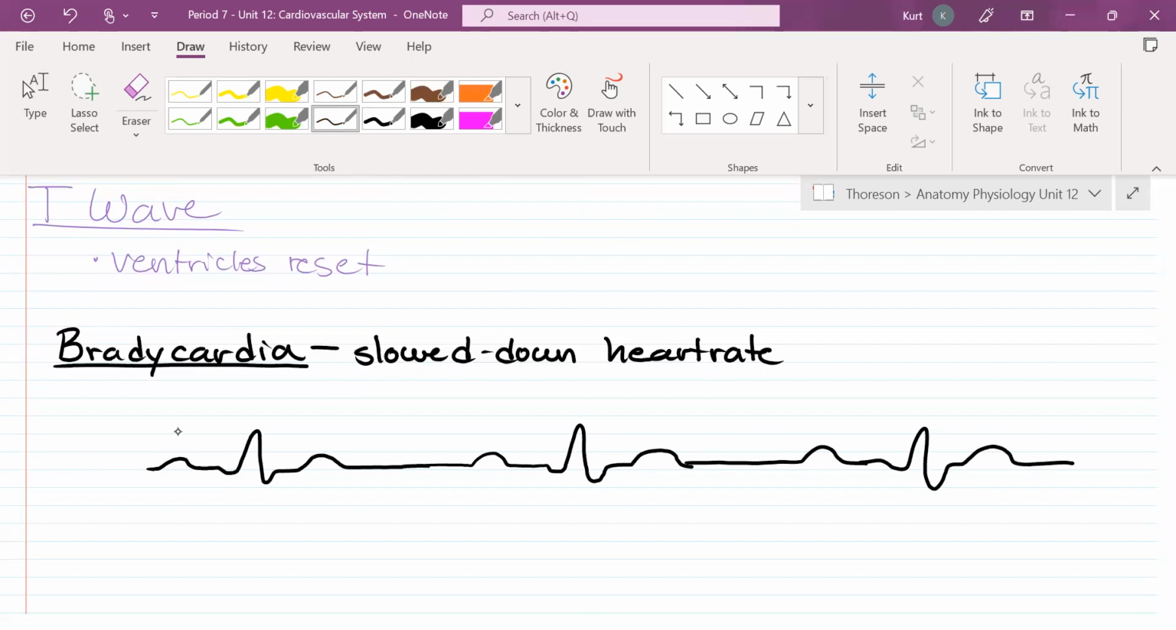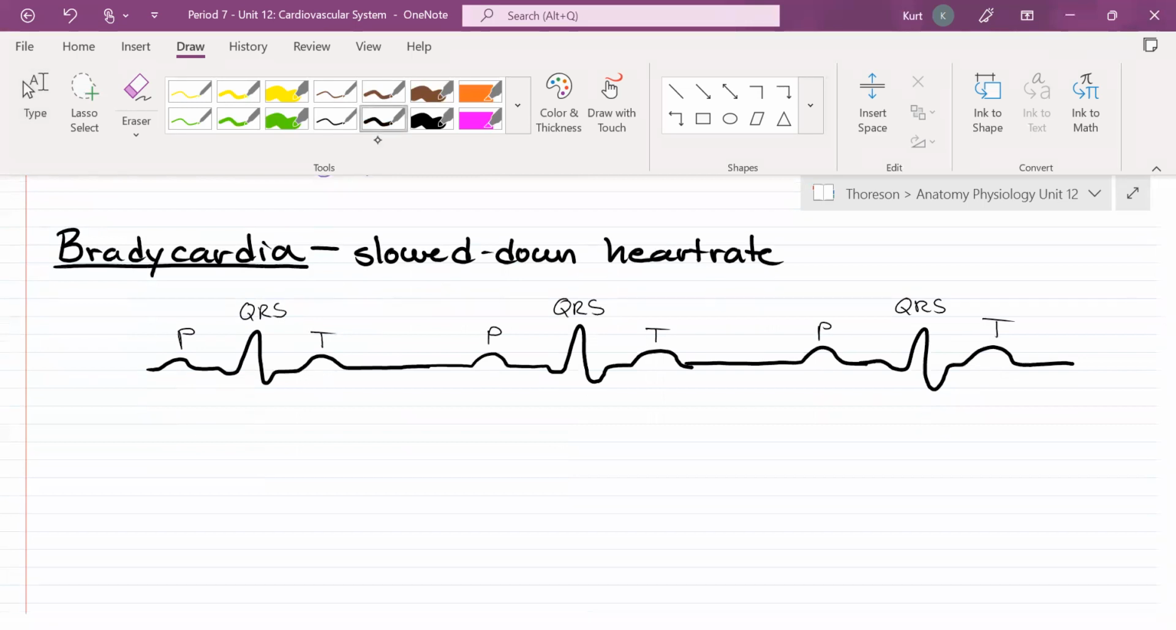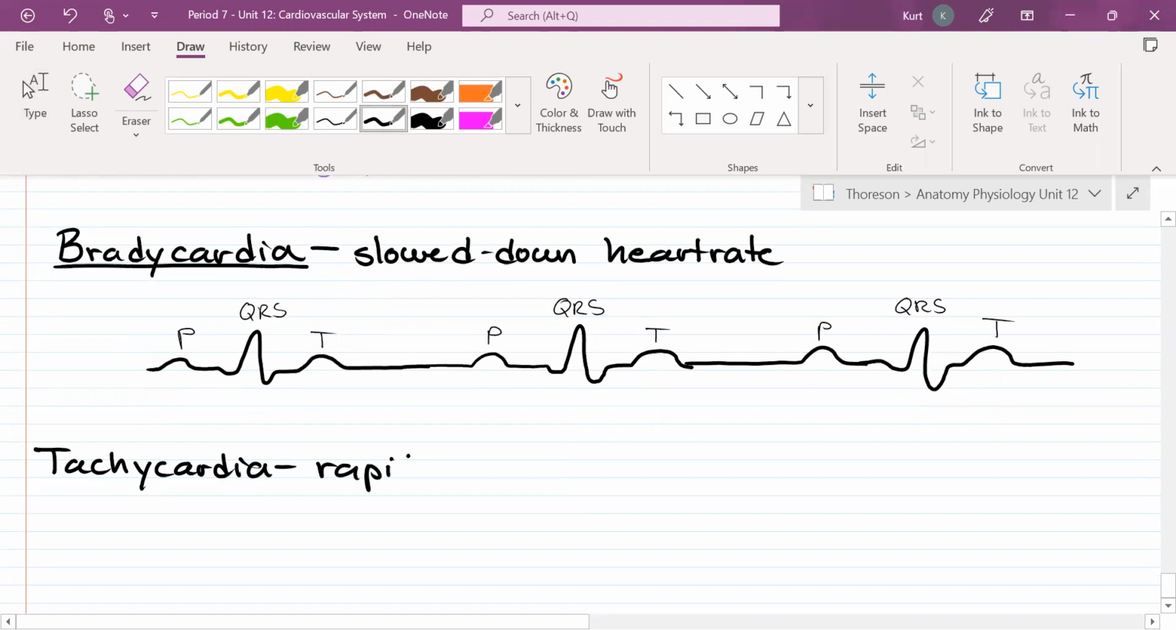So you can see the P wave here, QRS here, T there. P, QRS, T. P, QRS, T. I would expect that to be a good example of bradycardia. Now, the opposite of bradycardia is tachycardia. This is a rapid or fast paced heart rate.